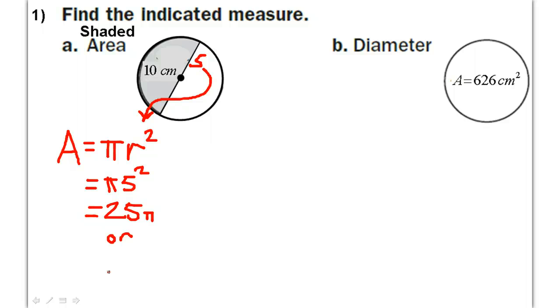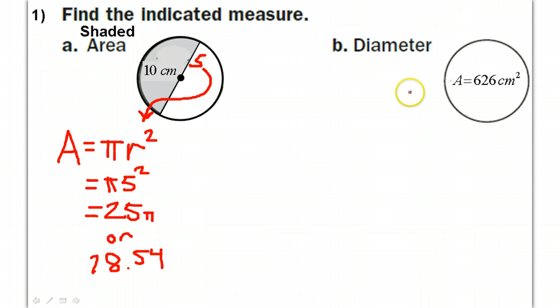Of course, 25 pi is 78.54. Okay, that's how you do that one.